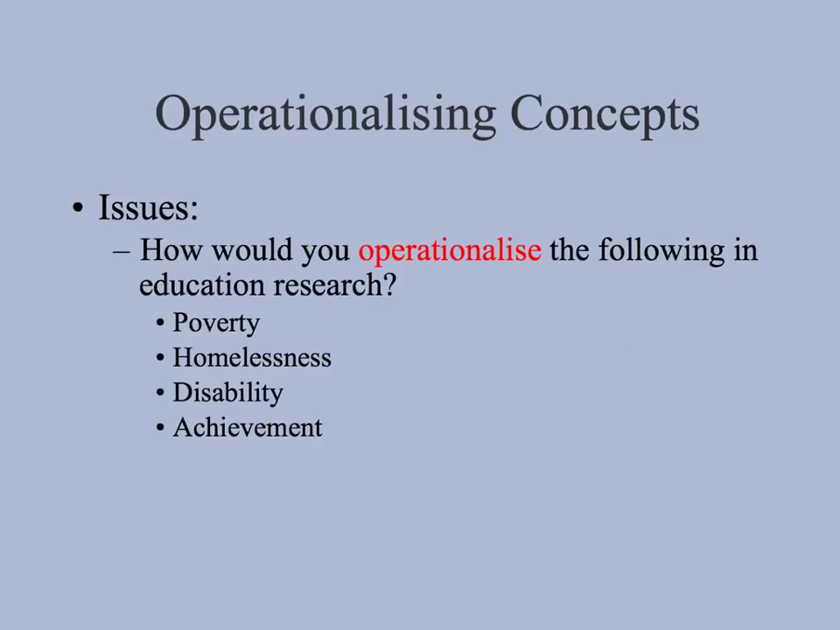Issues. How would you operationalize the following in educational research? So how would you define and come up with a clear idea of what poverty is, homelessness, disability, and this one's hard, achievement? And could you think of questions that you might be able to ask in order to measure each of those factors? Can you do that on some line paper?